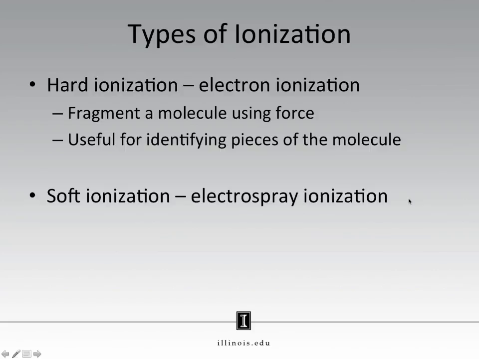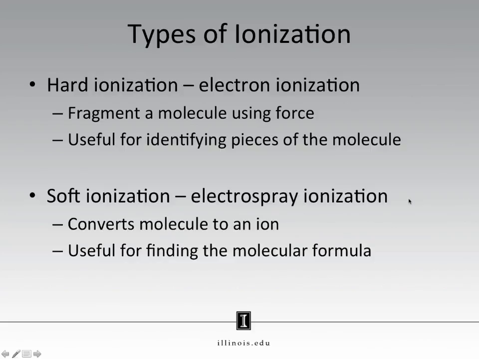An example of soft ionization would be electrospray ionization. Soft ionization takes our molecule and turns it into an ion, but it doesn't fragment the molecule in the process. This type of information is useful because it allows us to find the molecular formula of the molecule. Because our molecule is kept intact in one piece, we can discover its molecular formula.